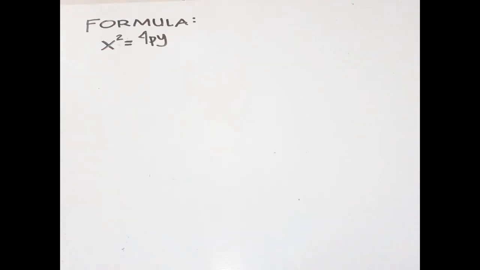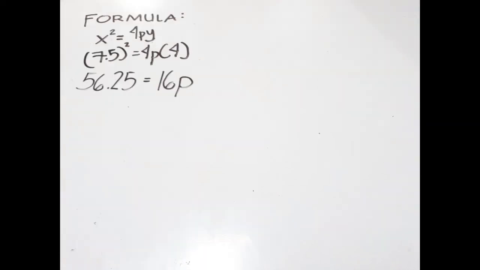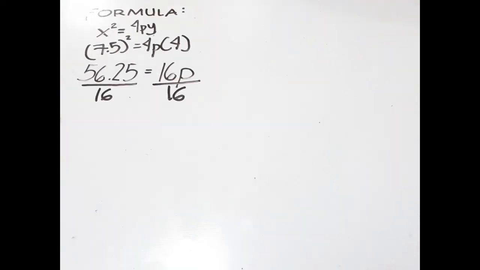The formula: x squared is equal to 4py. Since the x and y are already given, we just have to substitute them. So 7.5 squared is equal to 4p times 4. Then 7.5 squared is equal to 56.25, equals 4 times 4, which is 16p. We just have to divide by 16 to get the p.